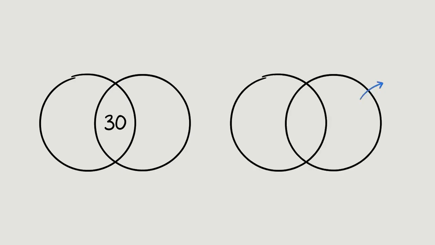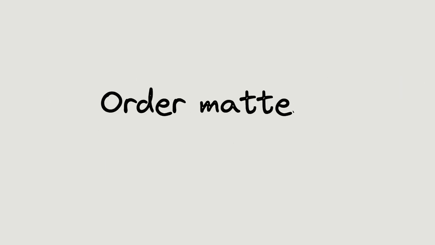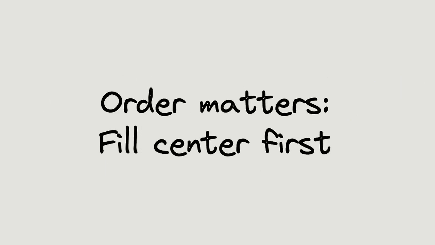In survey problems, it's usually best to work with counts first. If 60 people like maths, 50 like science, and 30 like both, you place 30 in the overlap first. Then maths only is 60 minus 30, science only is 50 minus 30, and whatever is left out of the total is neither. The order matters because totals already include overlaps. Filling the center first prevents subtraction errors.